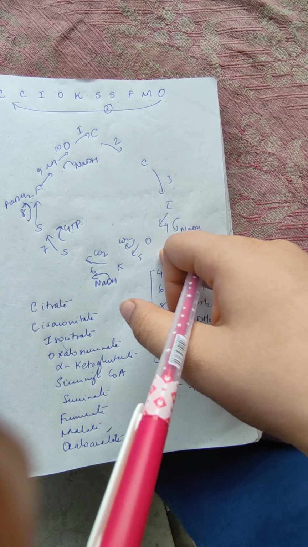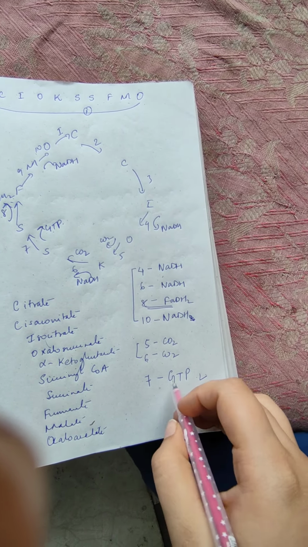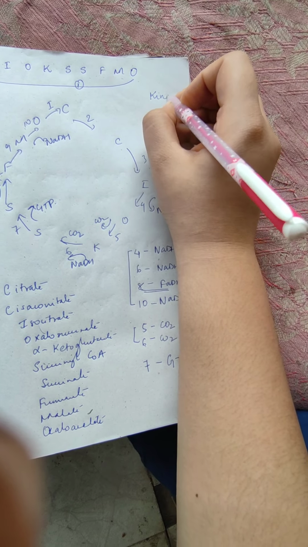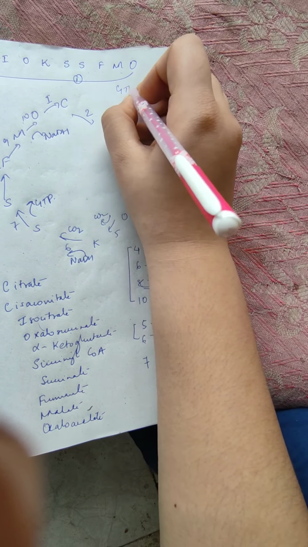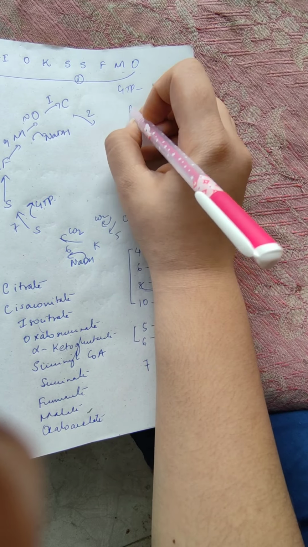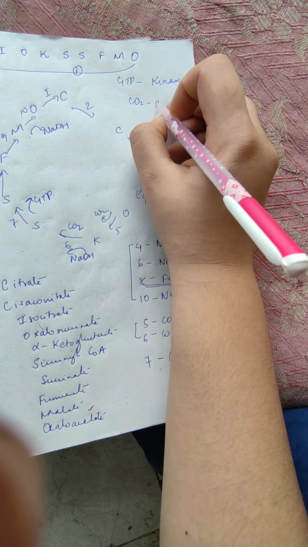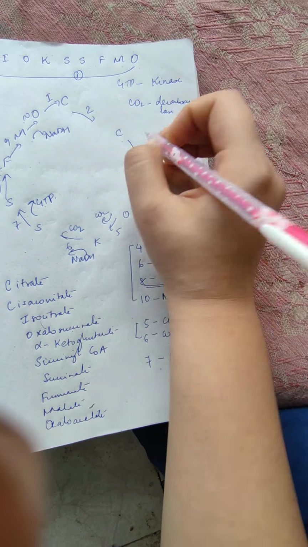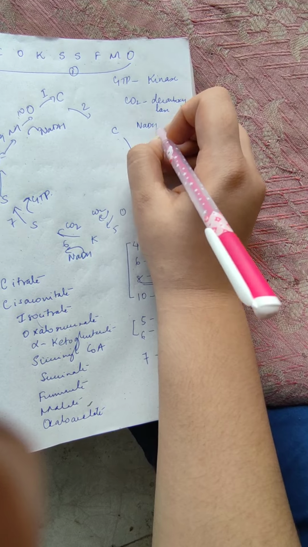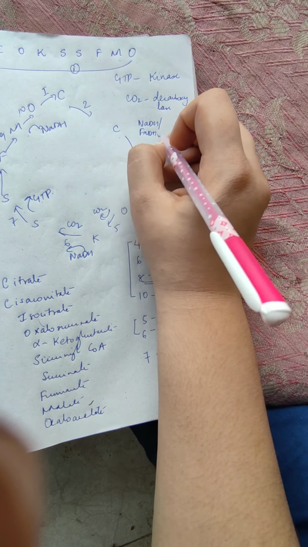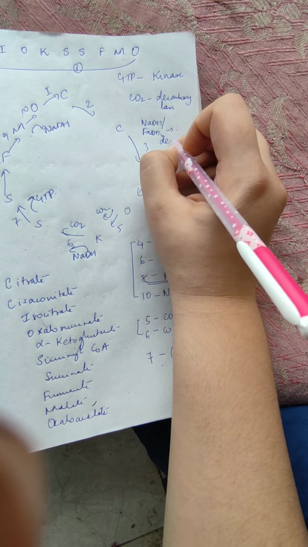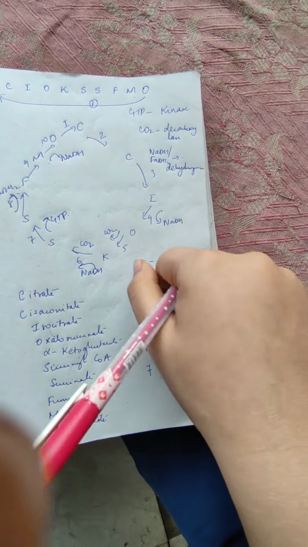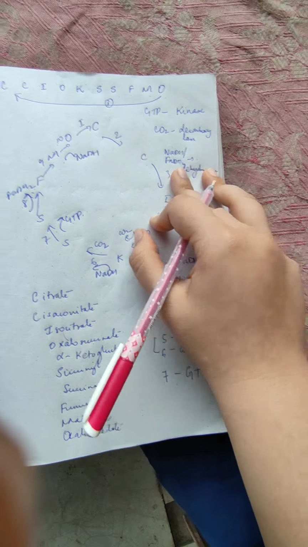So we should remember that wherever GTP or ATP is produced, those enzymes are named with kinase. Wherever carbon dioxide is released, they are decarboxylases. And wherever NADH or FADH2 is produced, they are dehydrogenases. So now let's put it into the cycle.